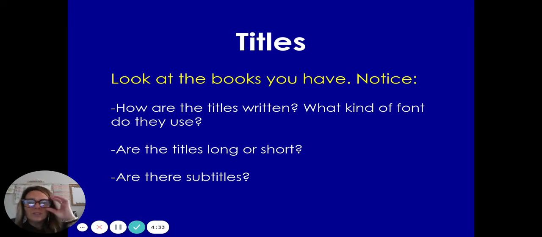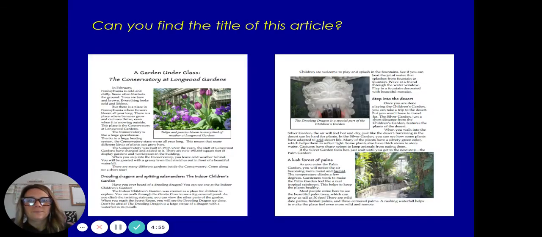And then we have what's called subtitles. You have a title, and then you'll have what's called a colon, which is two little dots, and then you'll have another part of a title. Sometimes the story might say The Bridge, and then a colon, and then it'll say The Long Road Home. The subtitle would be the next line.